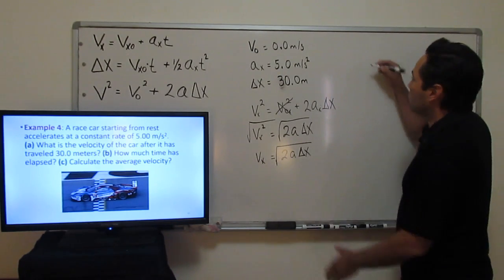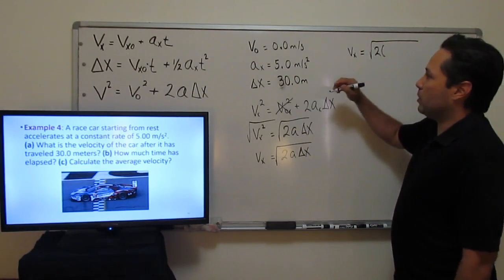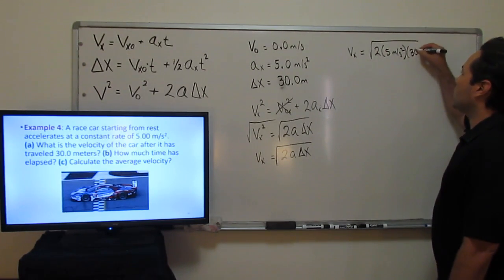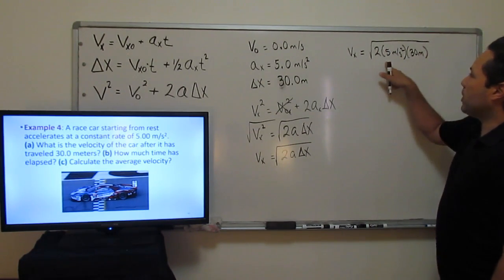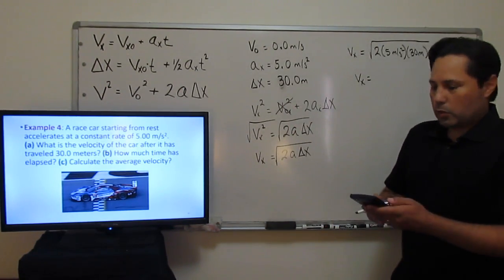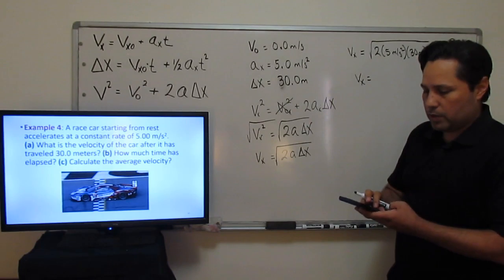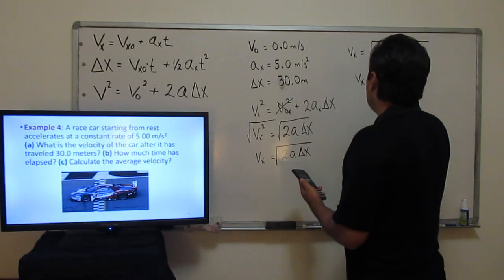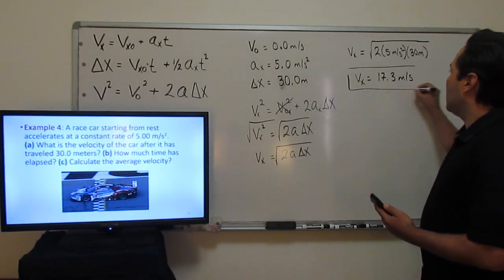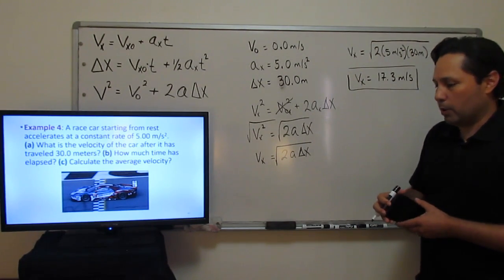Alright, so we're going to plug in the values. We're going to go ahead and solve for it. So 2 multiplied times the acceleration, which is 5 meters per second squared, multiplied times the 30 meters, which it traveled, multiply all of these values, then square root it, and that's going to give us our answer. So that will be 30 times 5 times 2, that's 300, and then square root of 300, 17.3 meters per second. That is our velocity after we reach the 30 meter mark.